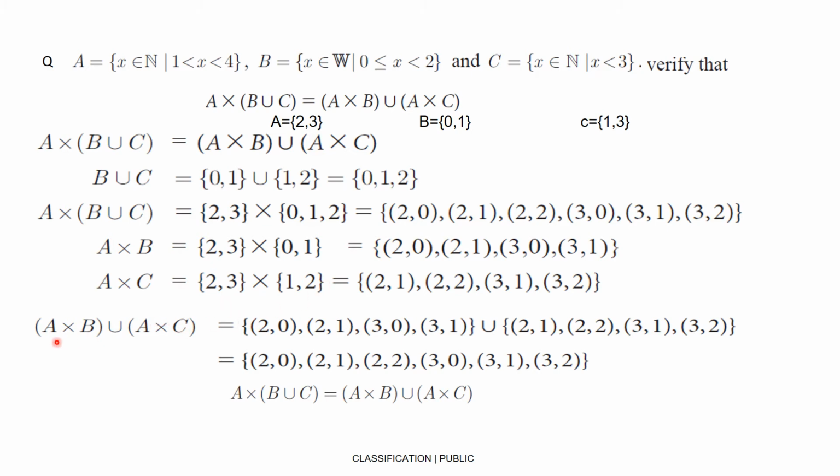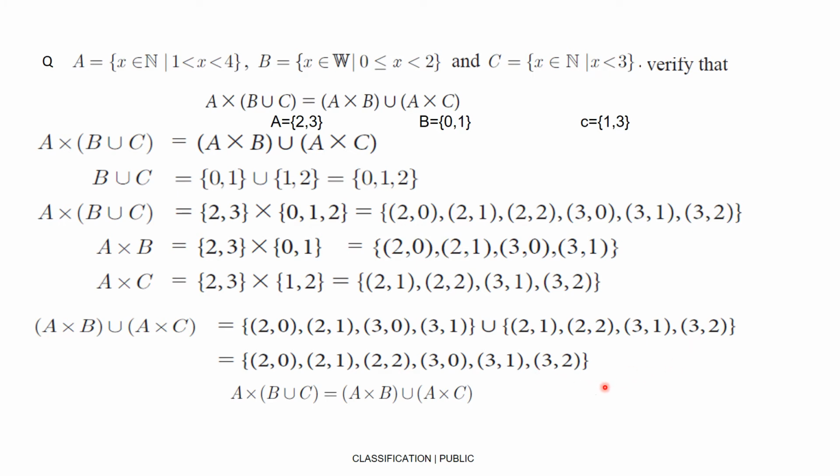Next (A cross B) union (A cross C). So you union it. What are the elements? (2, 0), (2, 1) appears 2 times, you write it only once. (3, 0), write it. Next (2, 2). You can write it in order or first as here, no problem. (2, 0), (2, 1) and (3, 0). (3, 1) appears 2 times, but you write it one time. After that, what are the remaining: (2, 2) and (3, 2).